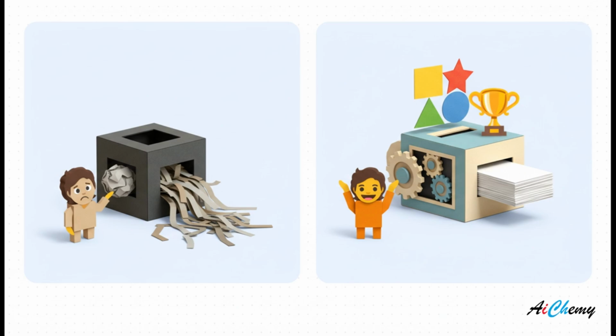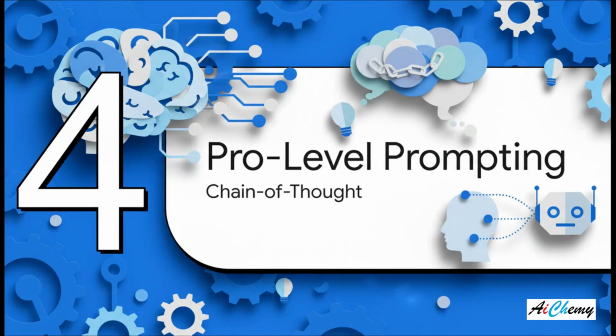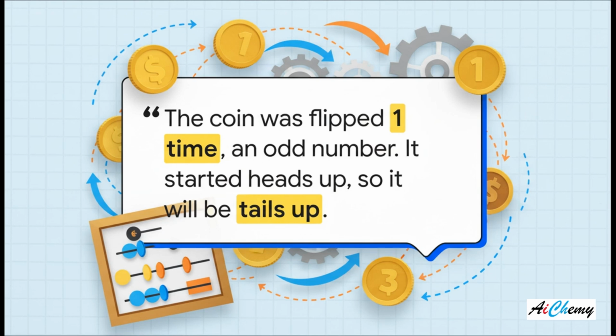See the difference? So now that you've got the basic recipe down, let's check out a more advanced technique for when you're dealing with really complex problems. It's called chain of thought prompting, and it's basically a way to get the AI to think out loud. Take a look at this classic example. Instead of just spitting out no, the AI is prompted to walk through its reasoning.